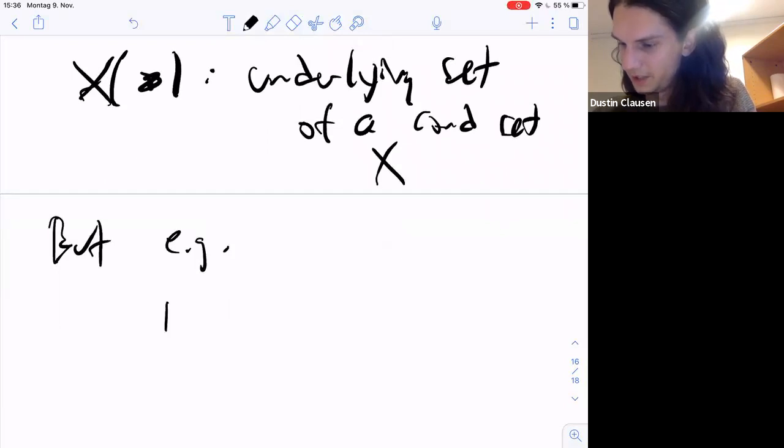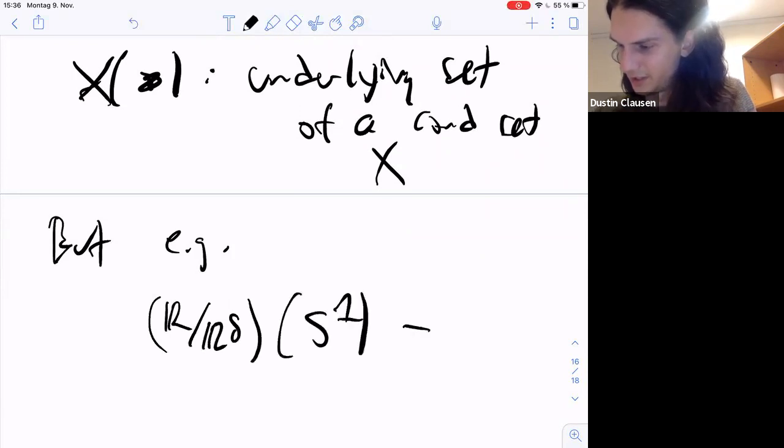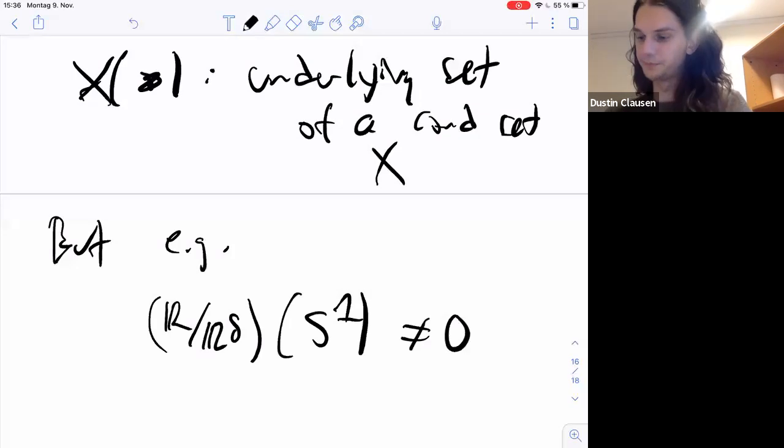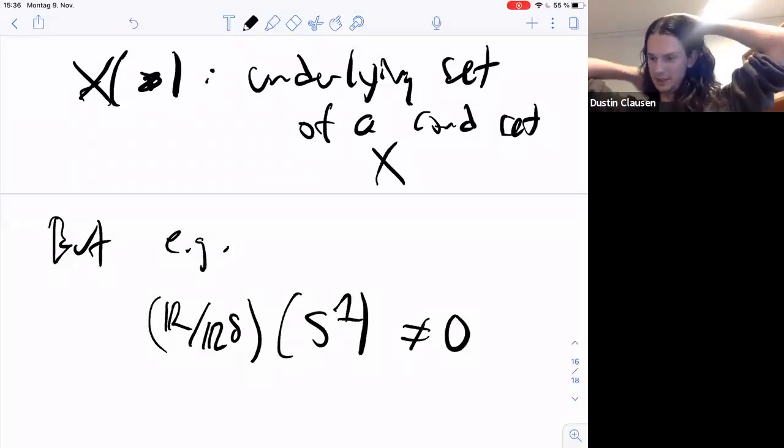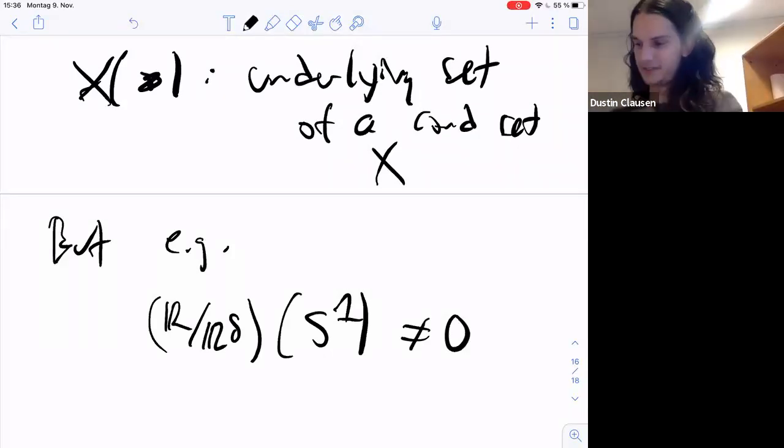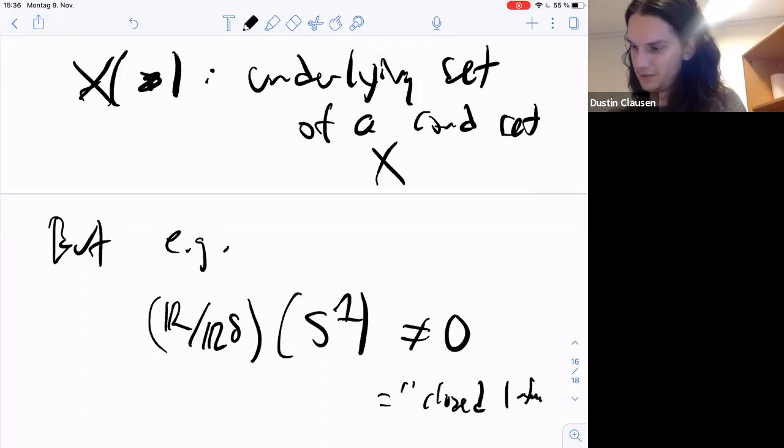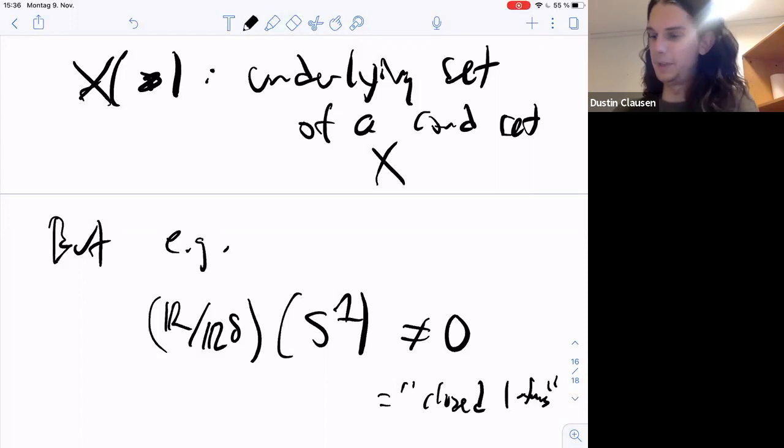But for example, we'll be able to see that if you take R divided by R delta and evaluate it on S1, you get something non-zero. In fact, it's basically closed one forms. It'll be the same as what you would see in a sheaf theoretic perspective: continuous functions with values in R modulo constant functions.